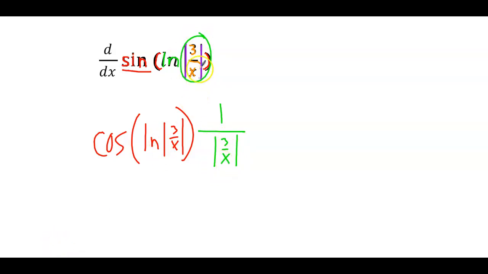Next, we're going to do the derivative of this absolute value function. And for an absolute value function, we put whatever's inside the absolute value over the original problem itself. So that looks like that.